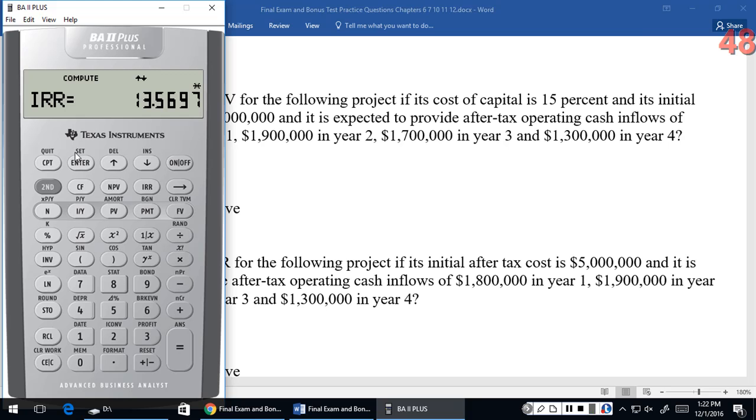And the rest of them are just basic stock valuation problems. So there are 37, I don't know how I came up with 37, but 37 total practice problems for your final exam and your bonus tests. Okay. All right, so final questions.